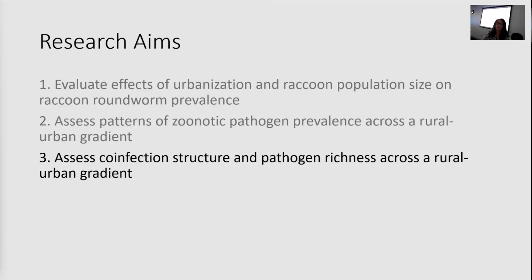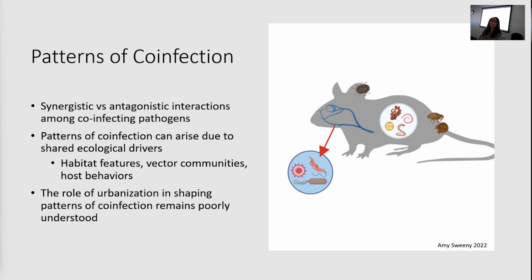So finally, my final research aim was to assess co-infection structure and pathogen richness across a rural to urban gradient. So just kind of combining everything together. Hosts are rarely infected with a single pathogen, and instead often harbor multiple pathogens simultaneously. Co-infection patterns can result from both synergistic or antagonistic interactions between pathogens.